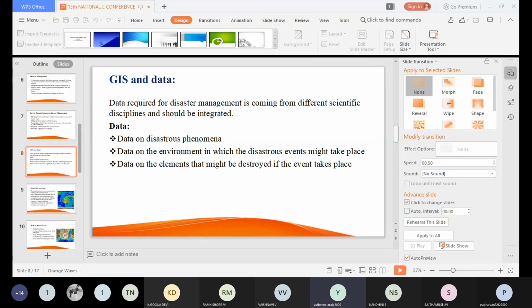Then the next data on the elements that might be destroyed if the event takes place.